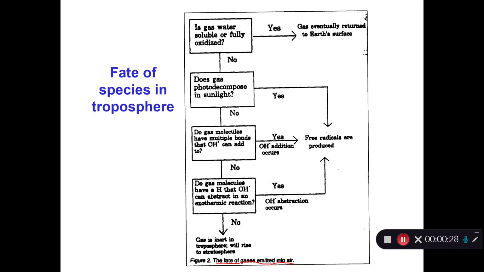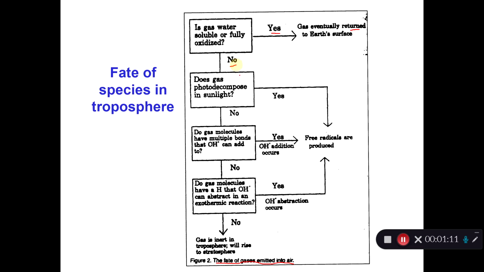The first question is, is the gas water soluble or fully oxidized? What this is saying is, is it pretty polar? CO2 is fully oxidized because the carbon is in the +4 oxidation state, and it can dissolve into droplets of rain and be rained out. So if yes, your gas will just be returned to the Earth's surface as a relatively polar water-soluble compound. Also, if it has a low vapor pressure, as most water-soluble compounds do, it will stick to particles in the gas-particle partitioning, and therefore not much of it will stay in the atmosphere. More of it will stick to particles and get rained out.